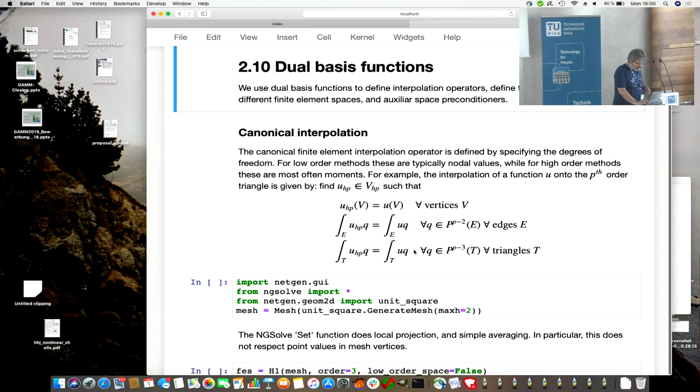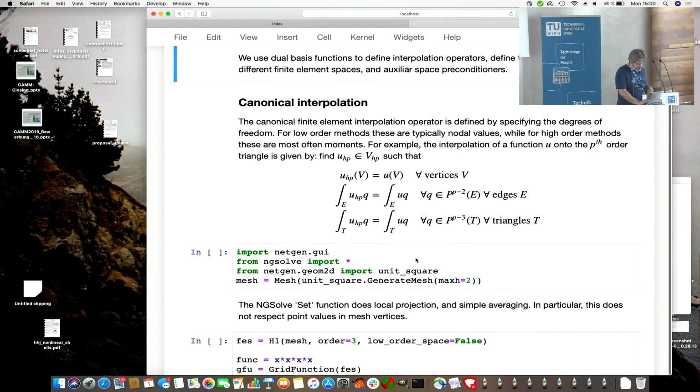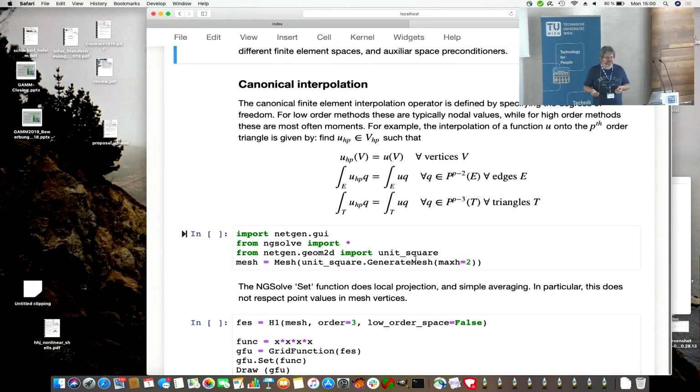Let me introduce it by the standard interpolation operators. If you have some function u and you want to interpolate it to your finite element space, how do we do it? As Jay was explaining before, we have some very generic concept, just doing element-wise L2 projection and then averaging. This is simple, works always, is fast. That's what we do with a Set. But at some point, you want to have some more sophisticated interpolation.